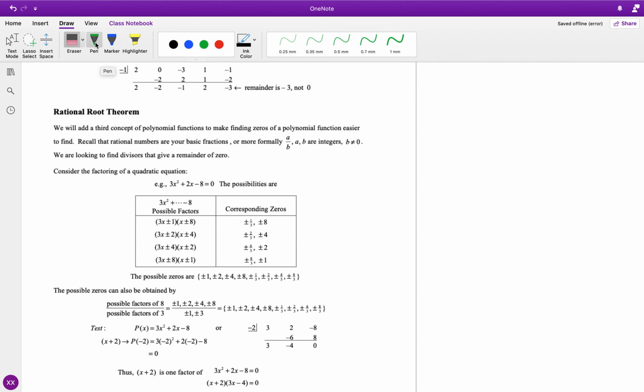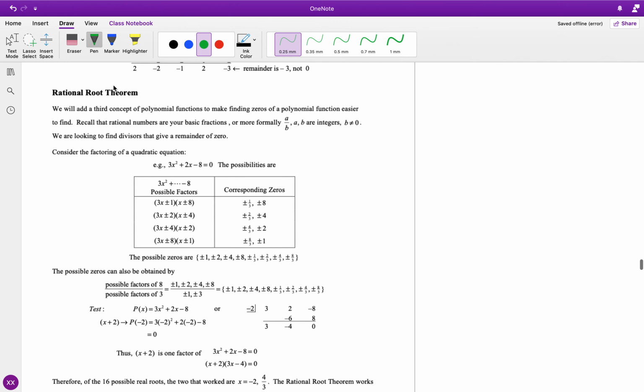In this video, we're going to focus on how to find zeros or roots for polynomial functions. Now, this is the third theorem. It is called the rational root theorem. So from this one, we can tell that the matter of fact is to find the rational root.